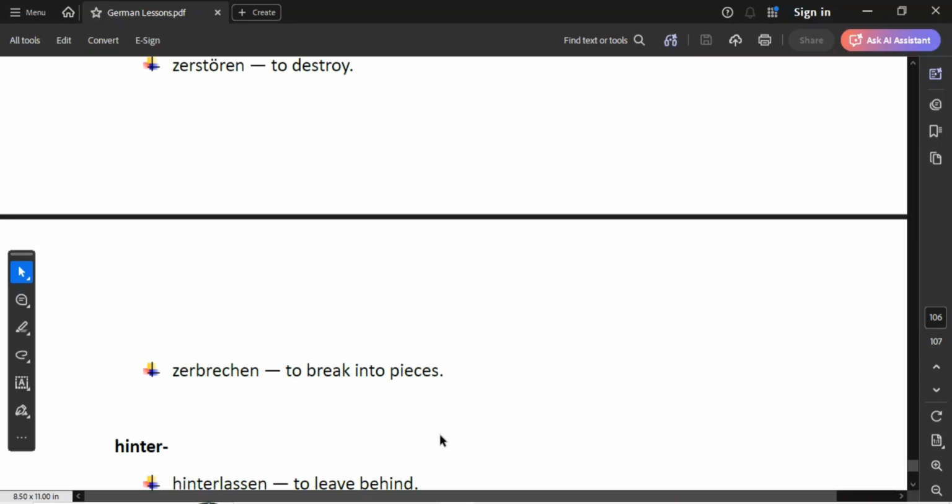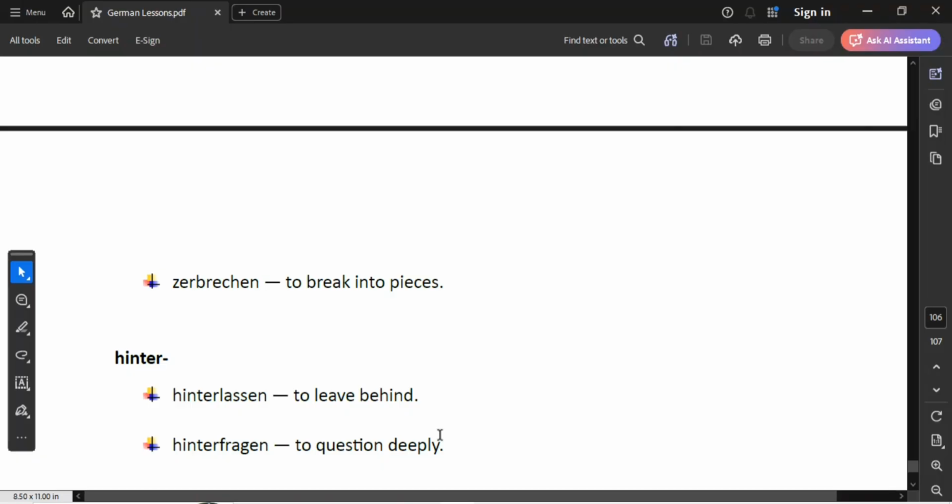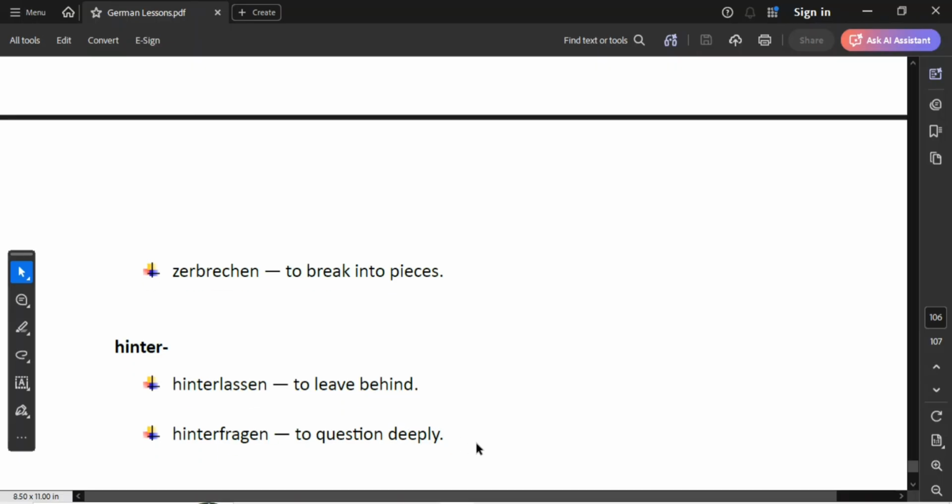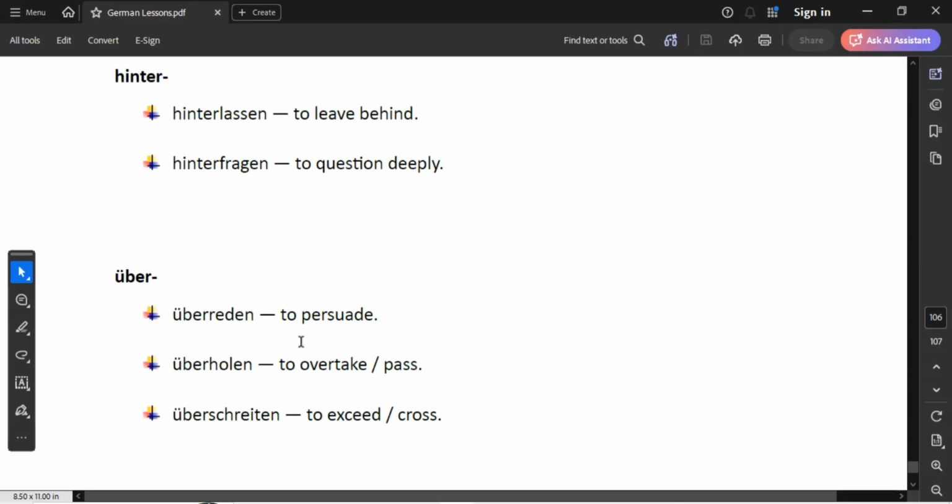Then we also have prefix hinter, whereby we have hinterlassen, which means to leave behind, and hinterfragen, which means to question deeply. Then from there we still have prefix über, whereby we have überreden, which means to persuade, überholen, which means to overtake or pass, and überschreiten, which means to exceed or cross.